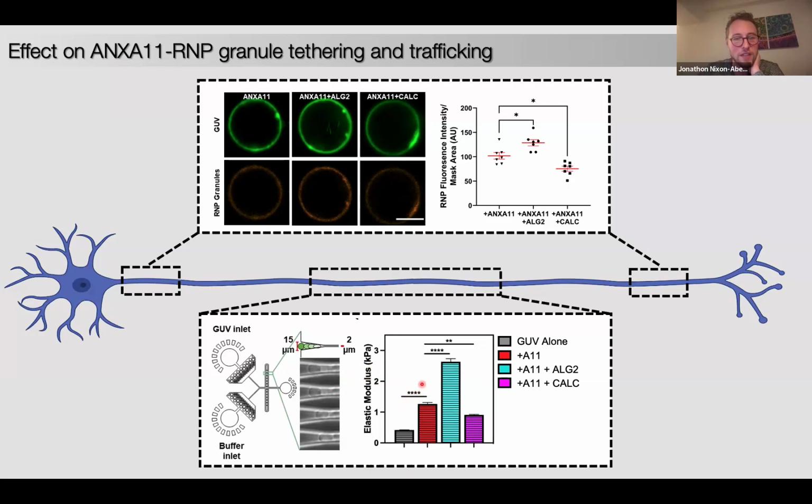This increase in stiffness is enhanced even further in the presence of ALG2 and decreased in the presence of calcyclin. It's worth mentioning again that we've tested ALG2 and calcyclin on their own without annexin A11, and they have no effect on the GUV stiffnesses. So again, this is speculative, but perhaps phase coupling here might also act to modulate the nanomechanical properties of the ensemble to resist these shear stresses associated with axonal transport.